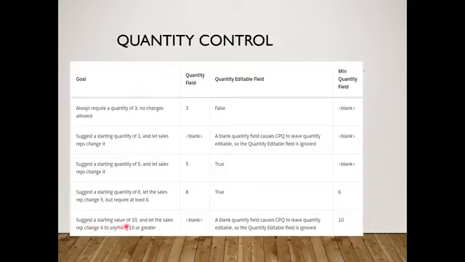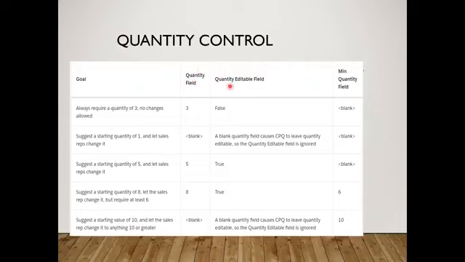And the last point is, suggest a starting value of 10 and let the sales rep change it to anything 10 or greater, right? Similar to this, only I will keep this field blank. If it is blank, it means your quantity editable will be true, and you can mention 10 as your minimum quantity. So with 10 as minimum quantity, by default quantity will be 10 anyway. Even if you keep this default value blank, it will take 10 as your default quantity, right? So this is the last scenario which you can achieve by using these 3 fields.